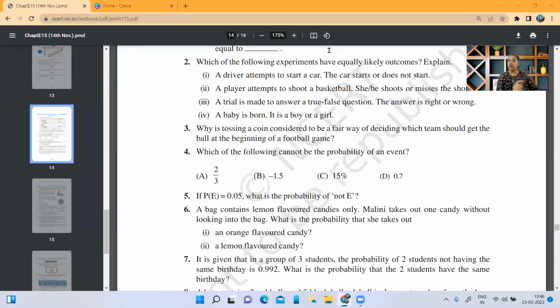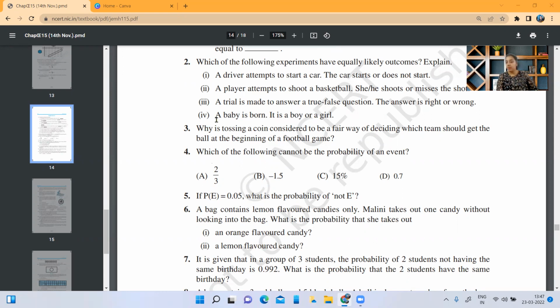In the last video, we covered the first question, 15.1, and now we are going to cover the second question. The second question is asking you to find out if it is an equally likely outcome or not, and to explain. So let me first explain what an equally likely outcome is. An equally likely outcome is this one.